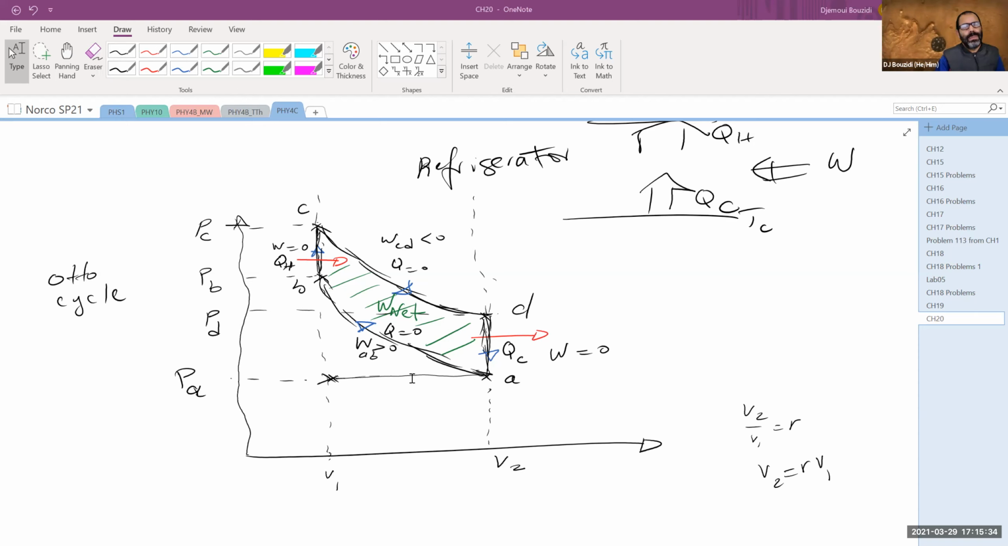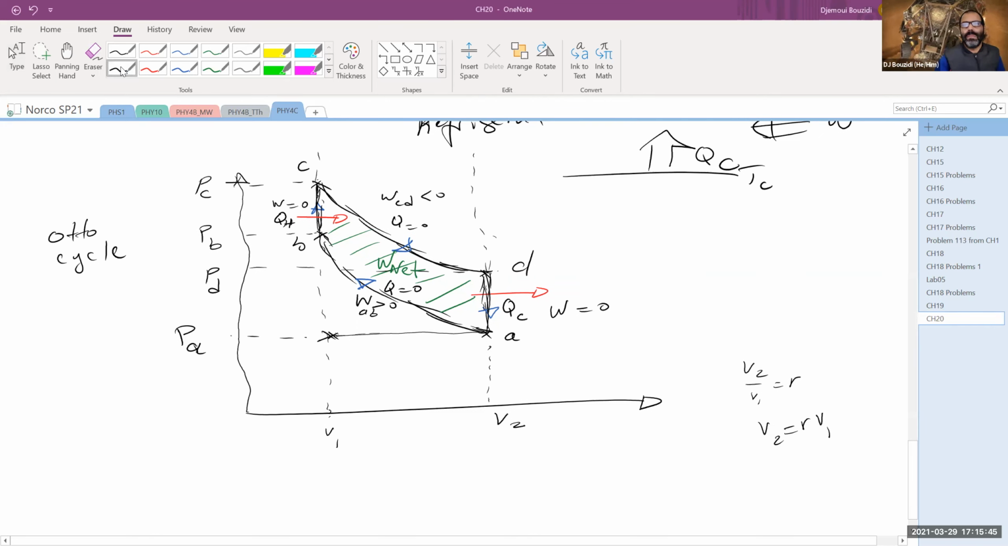Q is equal to 0, but there is W for sure. And W, because we're compressing it, the volume is shrinking down by a factor of R. This is the compression rate. This is the compression rate by definition.